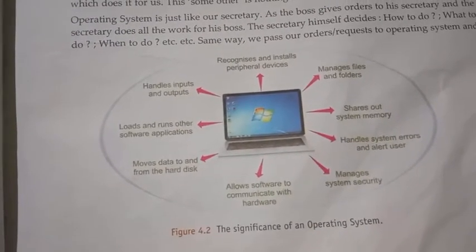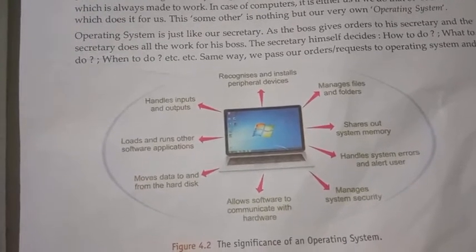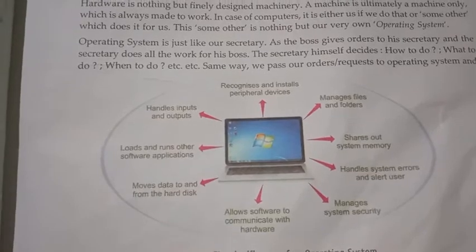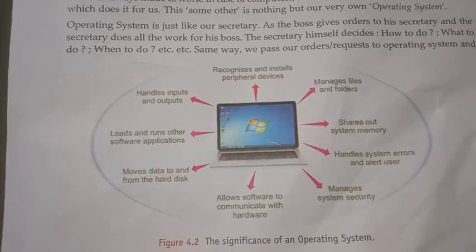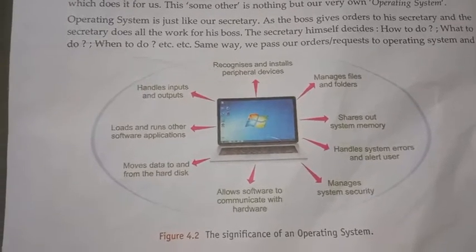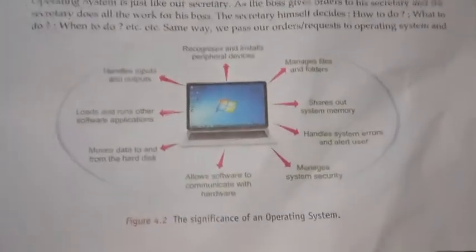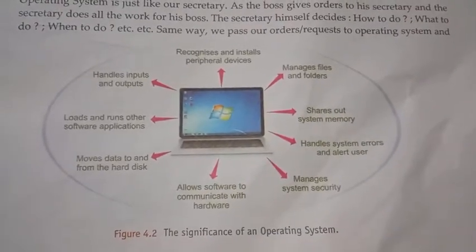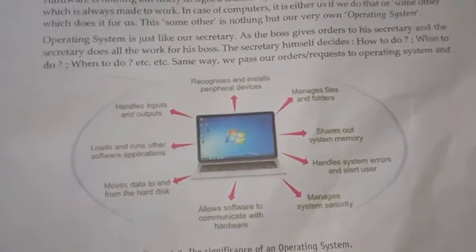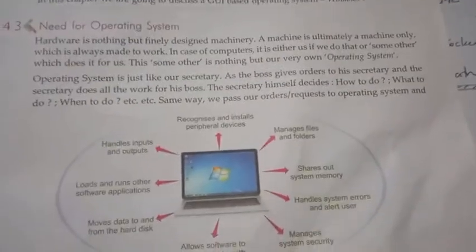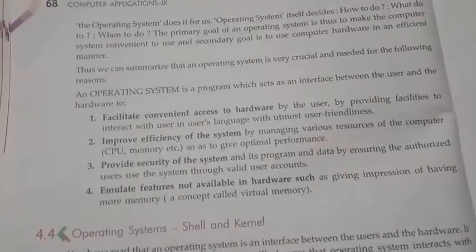Next one, it loads and runs the software application. If you want to run any application on your computer, the operating system is responsible for that. Overall, without operating system we cannot do anything on a computer. These are the significance of operating system, or the needs for operating system. This figure is important. There are 9 points. You should just draw this and write those points only. This is the significance and the needs for operating system, why we are using operating system and what the need of operating system is. Move to the next page.